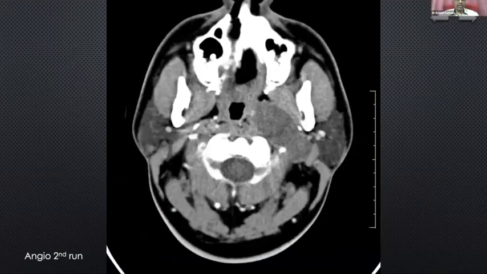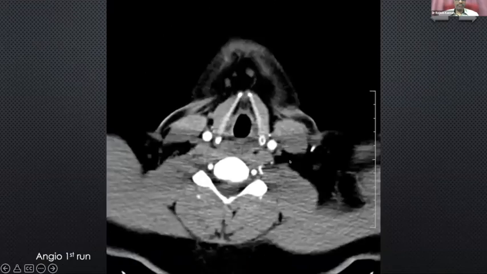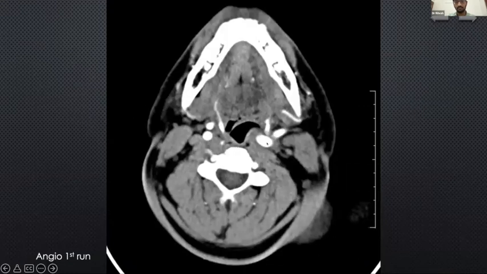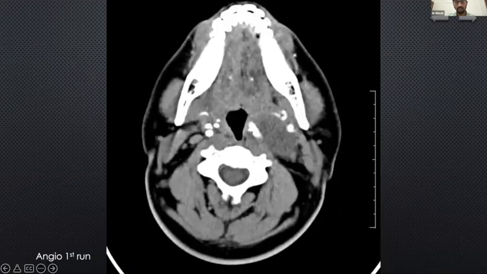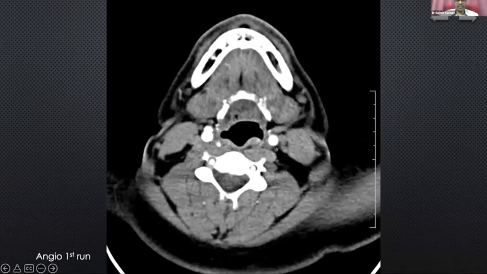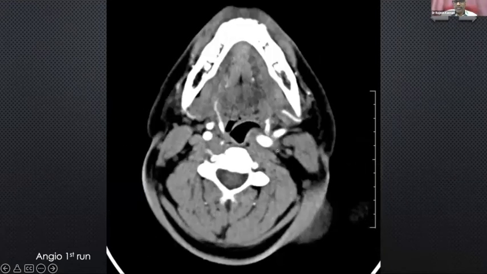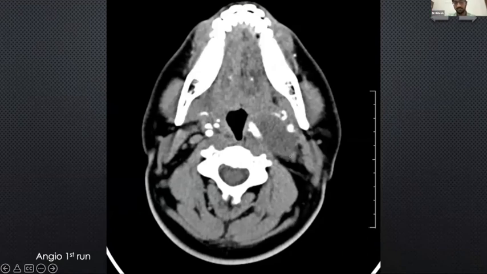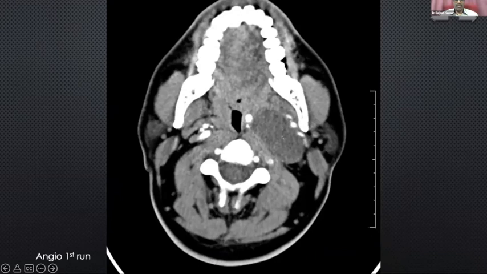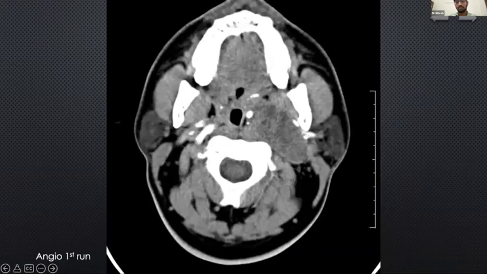Here, where is the carotid artery, where is the IJV? Here, this is the carotid artery, the common carotid artery, and there is the ICA and the ECA. This will be the IJV, which is being pushed posteriorly. And the lesion could probably be from the vagus.